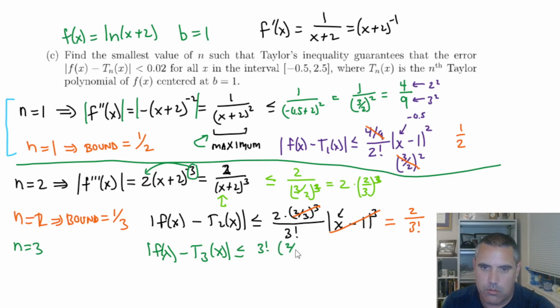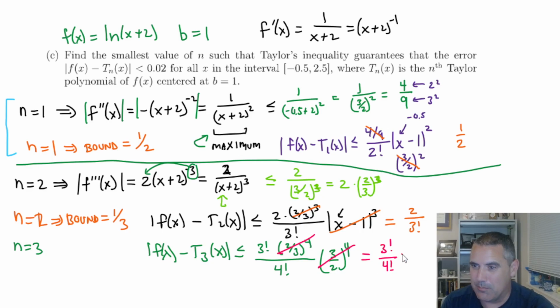You're going to have a 2/3 to the 4. You're going to have a 4 factorial. You're going to have a 3 halves to the 4. That's the same pattern you were seeing in the homework. And so it's 3 factorial over 4 factorial. A lot of people ask me about this, but this means 3 times 2 times 1. And the denominator means 4 times 3 times 2 times 1.